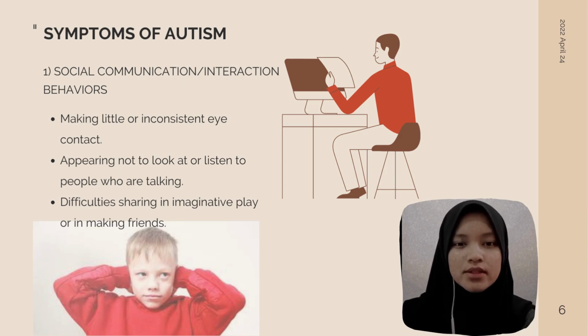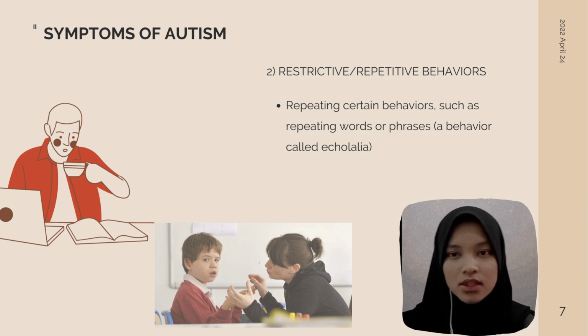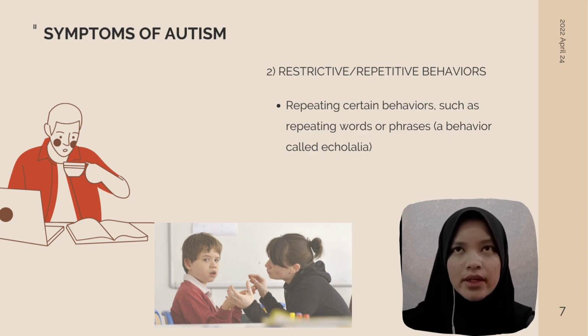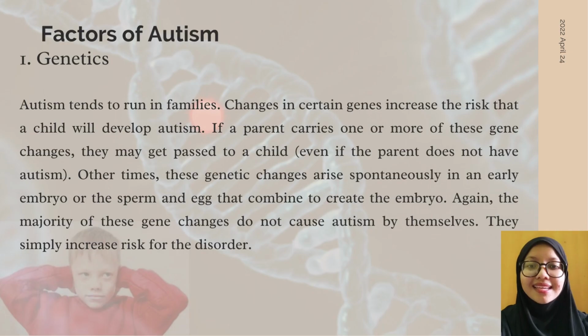difficult in making friends. Next, for repetitive behaviors, that refers to repeating words or phrases, a behavior called echolalia. They can shout over and over again, repeating the same words over and over again, or clapping their hands in front of their face. There are three factors of autism.